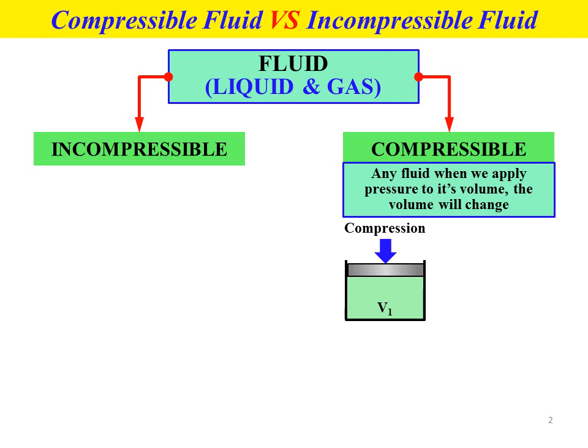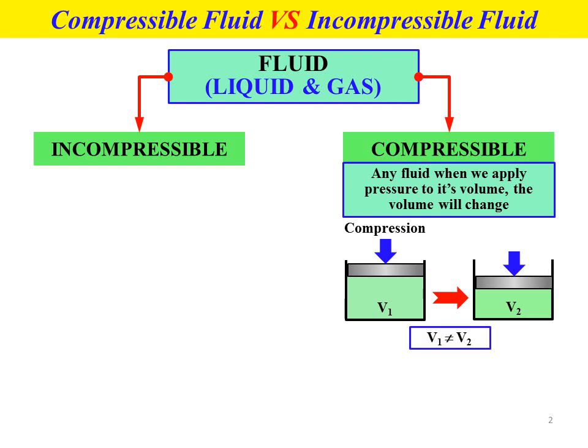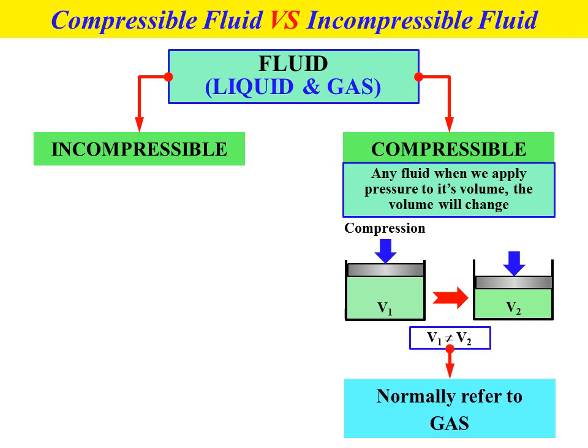When we apply a compression process to the piston, the volume of the substance inside the cylinder decreases to volume equal to V2. For this condition, V1 is not equal to V2, so the volume changes. This condition normally refers to gas, and gas we can consider as a compressible fluid.